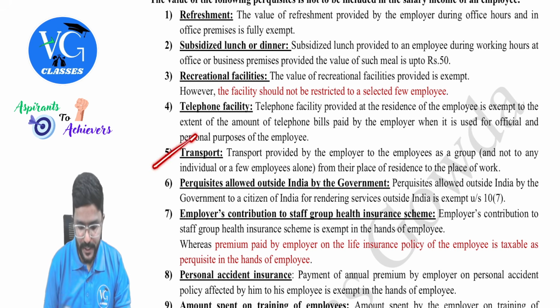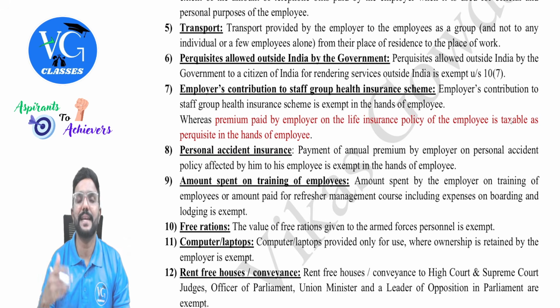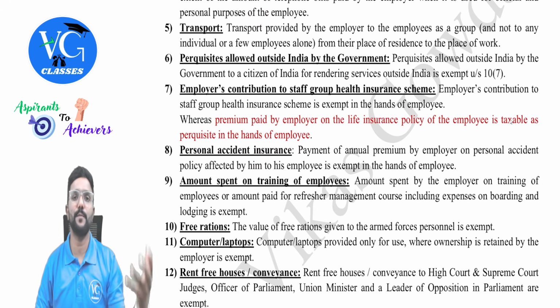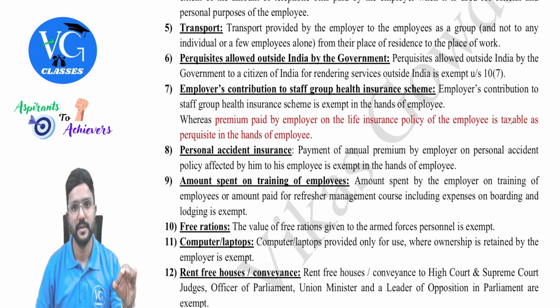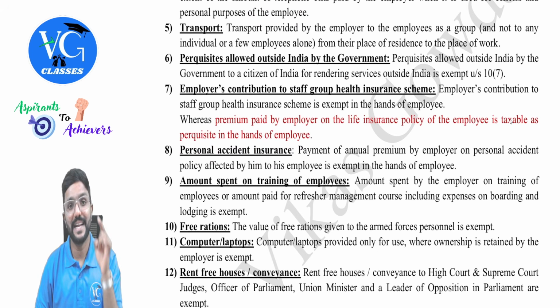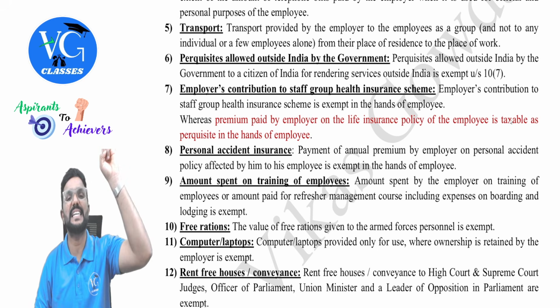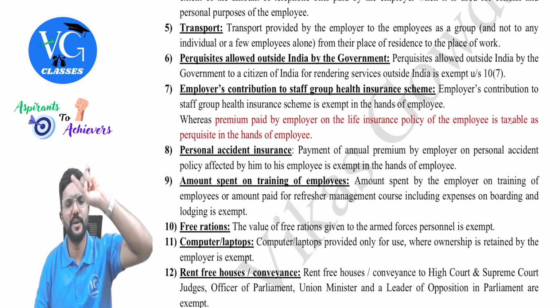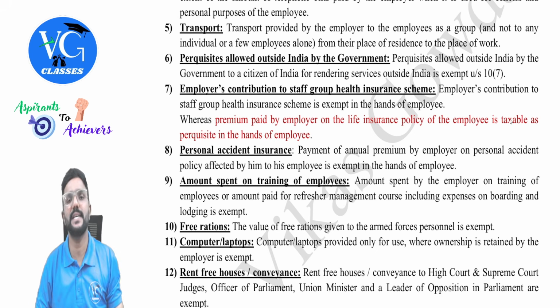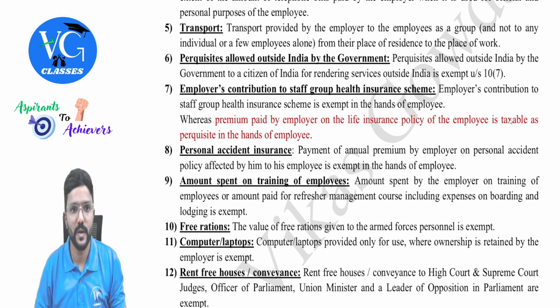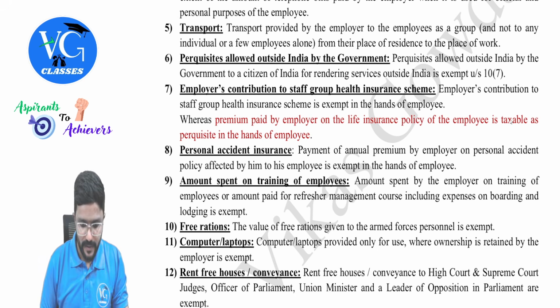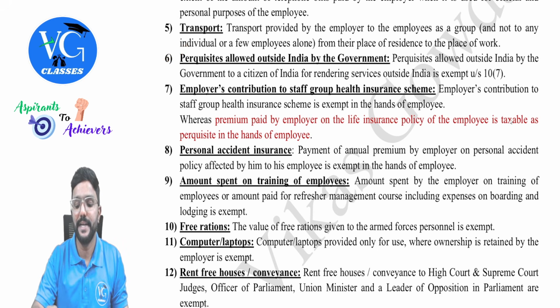Okay, sir. Then transport. If transport facility or cab facility is provided by the employer to the employee, guys, then it will be exempt. But if it is a transport allowance or conveyance allowance, we have learned under section 10(14). It might not be fully exempt. To whatever extent it is exempt, we have learned it. Got it? Yes.